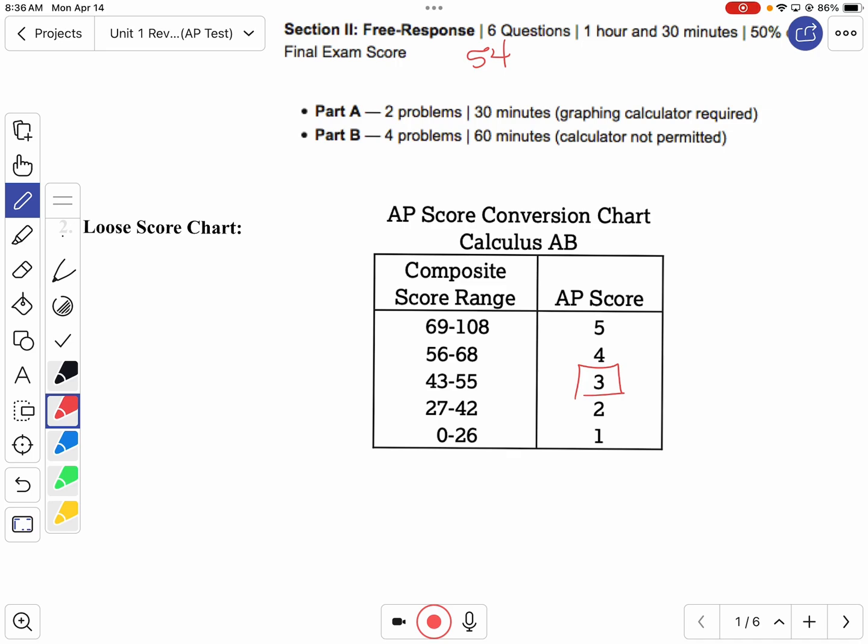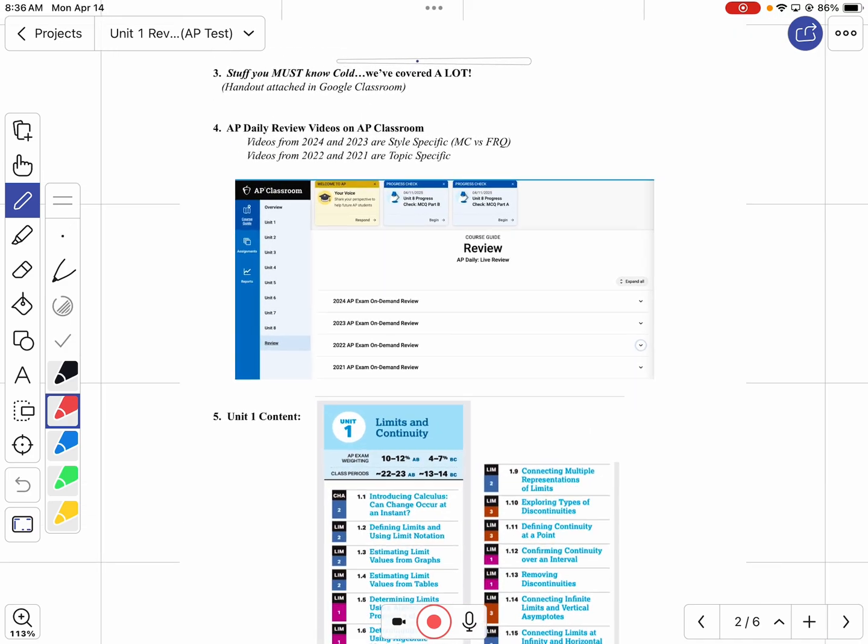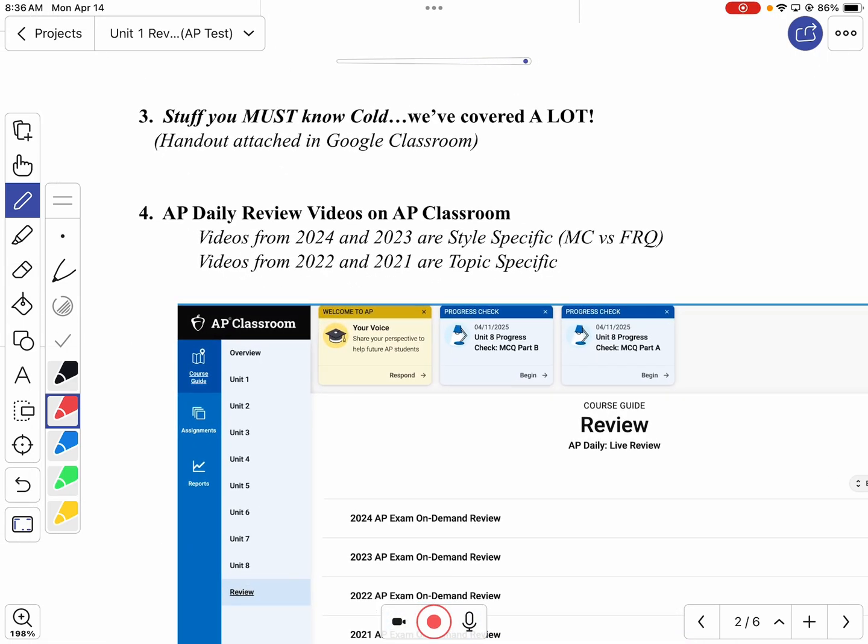Okay, they want you to have to prove your mathematics in the free response. Okay, all right. Stuff you must know cold. Now, for those of you that picked it up, that's the blue sheets.